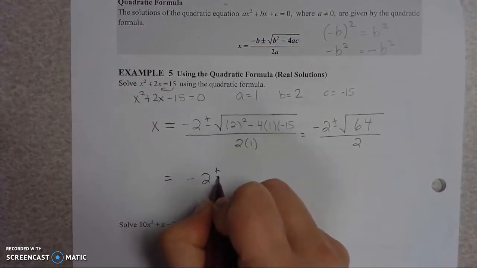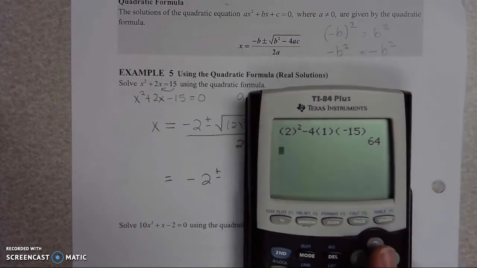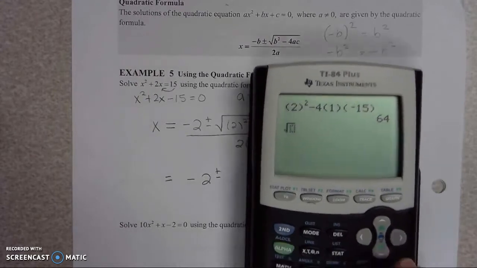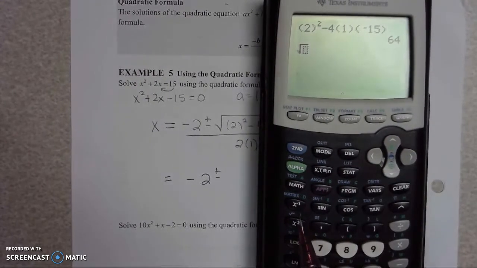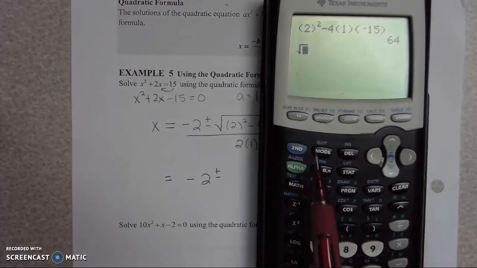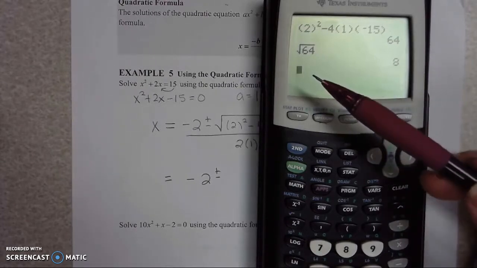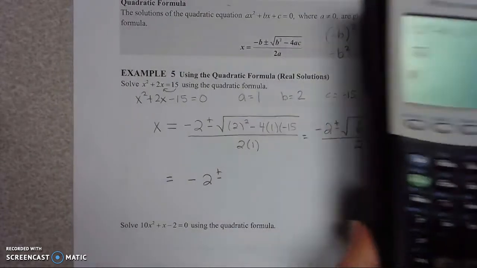Okay, now we can continue simplifying. So we have negative 2 plus or minus. At this time I want to take the square root of 64. To get the square root symbol on your calculator, you can hit the second button and then the x squared button. Notice the little blue radical sign there will give you a square root. Then I just type in 64 and hit enter. Notice when I type in the square root of 64, I get 8.